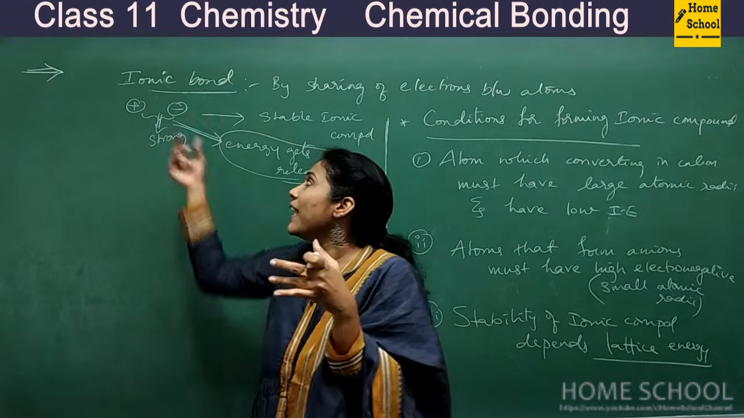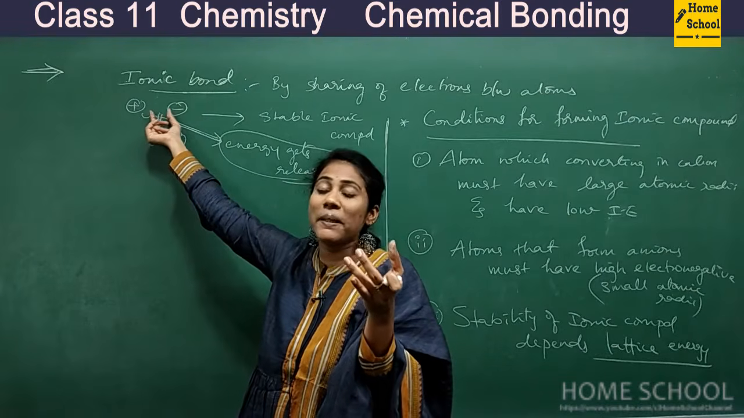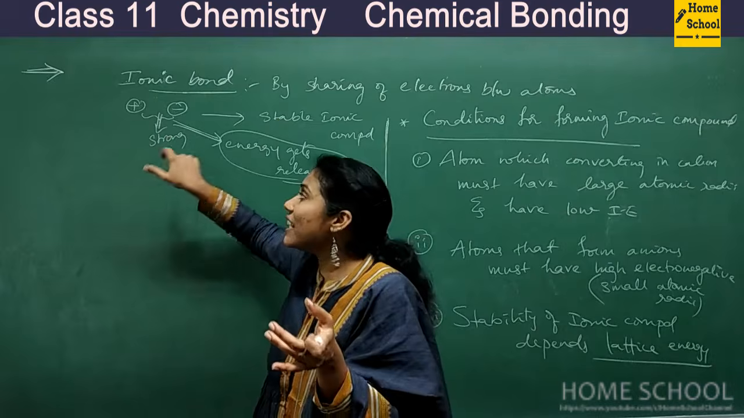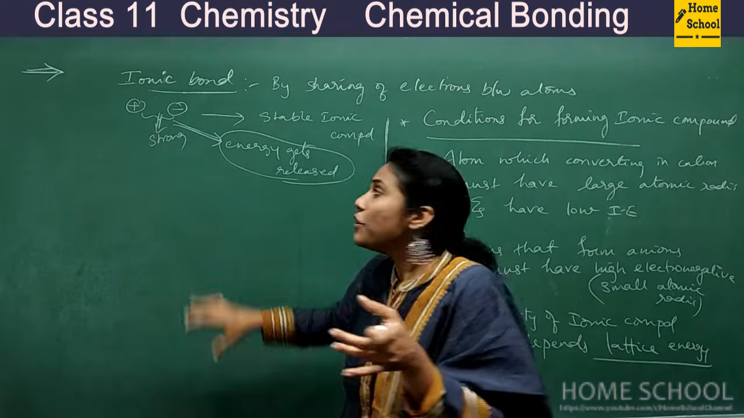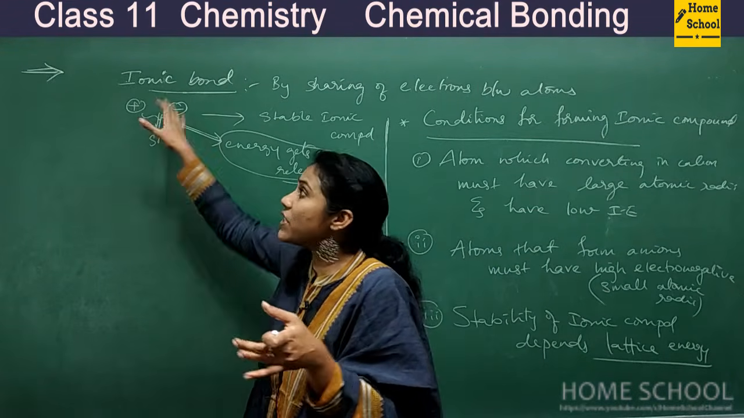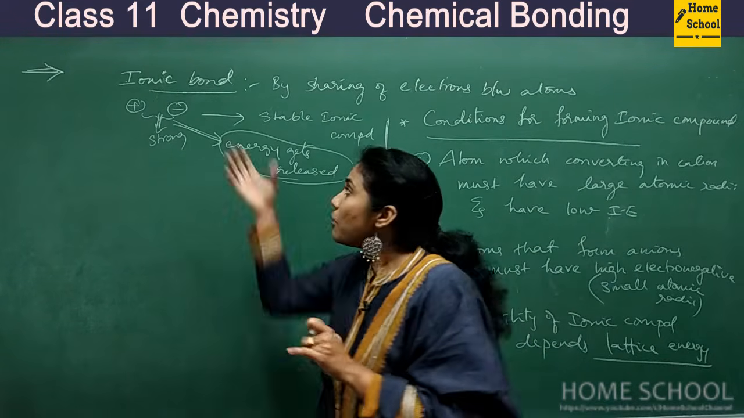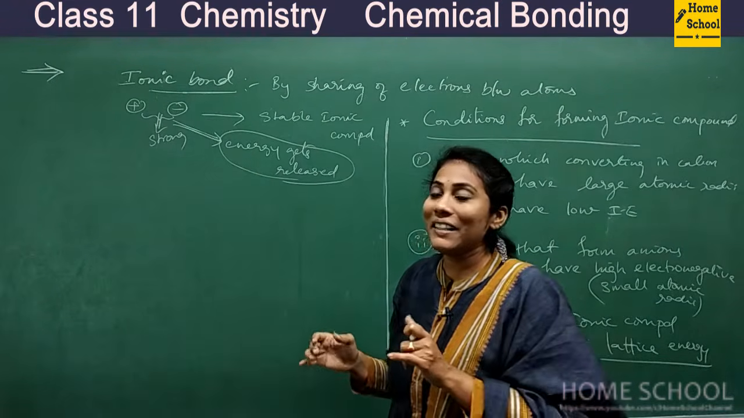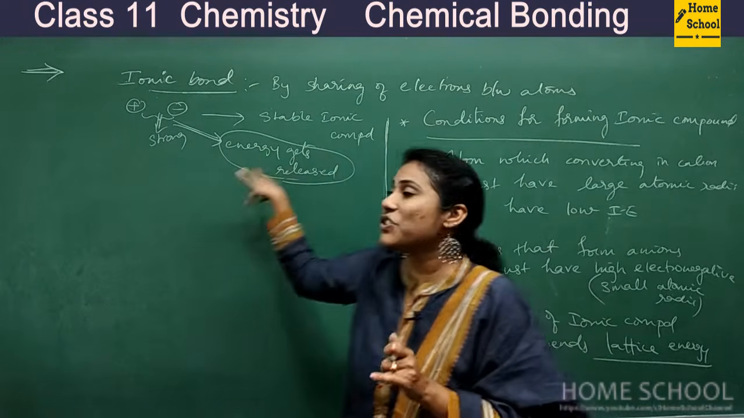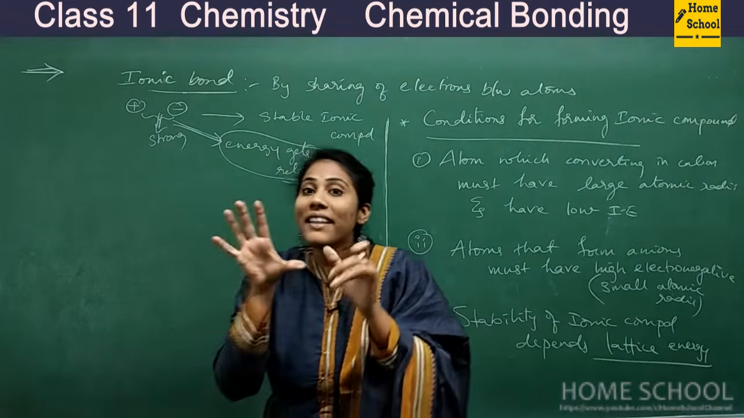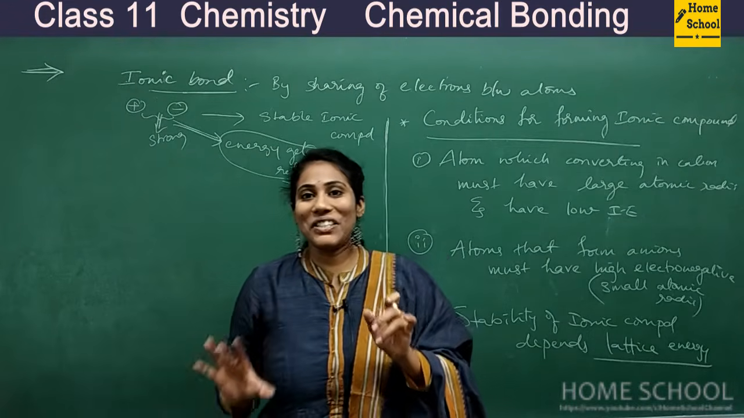The more the energy released, the more the attraction. So how do you know whether you have more attraction between these ions or not? By looking at the amount of energy that is getting released. The more the energy released, the more attraction is being generated between the ions. More attraction, more stable, right? That released energy, when two ions combine, is called lattice energy.